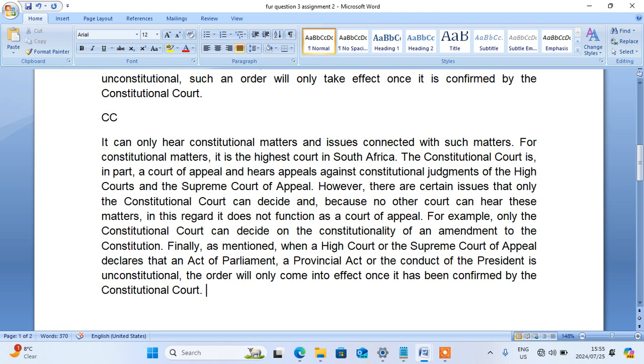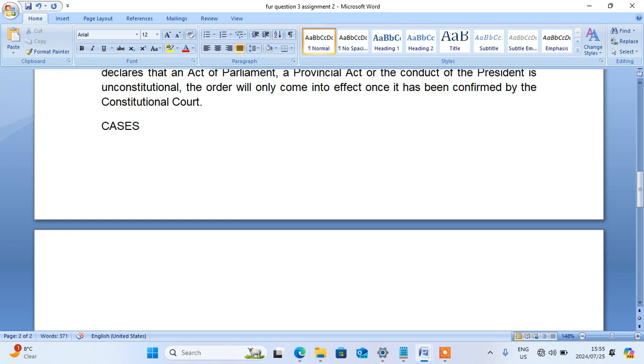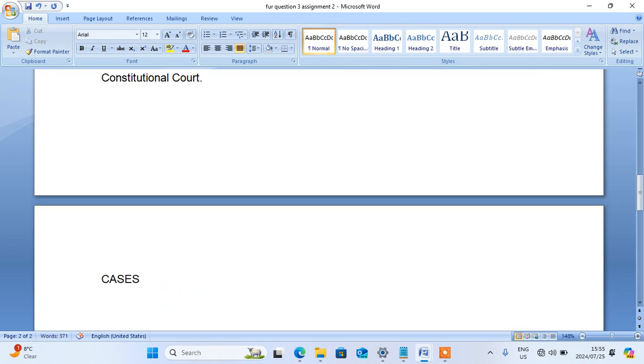Okay, we are done now. We are going to the cases. You know, we don't write anything without the cases, so we are going straight to the cases. Nothing can work out without cases. When we are writing things, you must include the cases. So we are going for the cases.